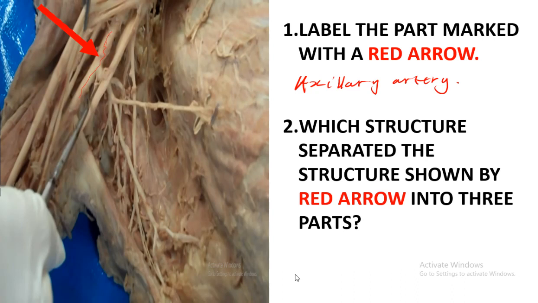The next one is, which structure separates the structure shown by the red arrow into three parts? The structure which is normally separating this into three parts is known as the what? The pectoralis minor muscle. The pectoralis minor muscle is the muscle which normally divides the axillary artery into three parts.